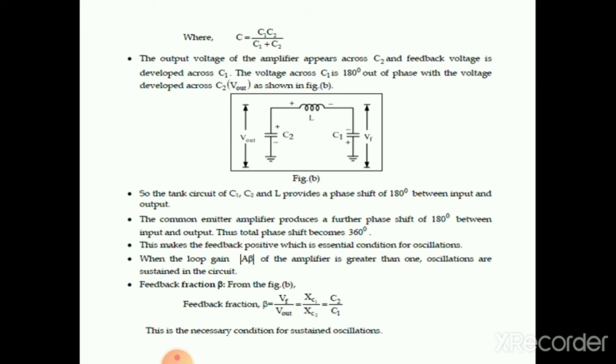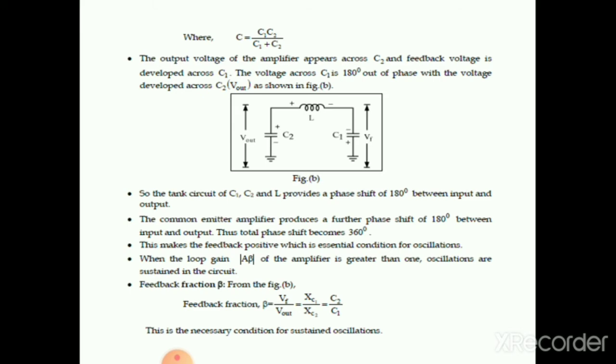This makes the feedback positive, which is an essential condition for oscillations. When the loop gain A beta of the amplifier is greater than 1, oscillations are sustained in the circuit. The feedback fraction is all similar to the Hartley oscillator. The feedback fraction beta is equal to Vf by V output, that is XC1 by XC2.